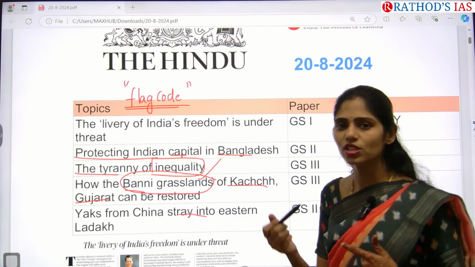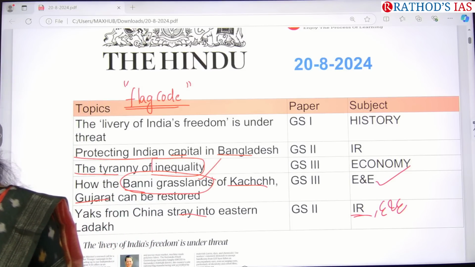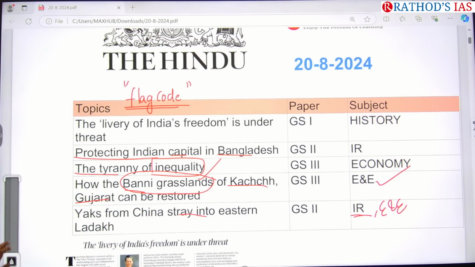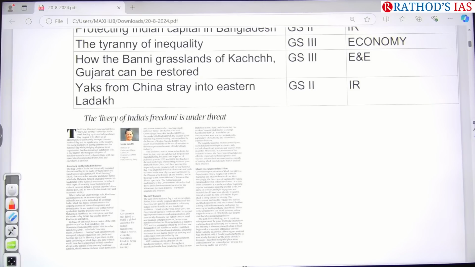Let us see them one by one in detail. And guys, you have to give the answer now. I'm not going to teach anything here, so get ready. The first article is the delivery of India's freedom being under threat.